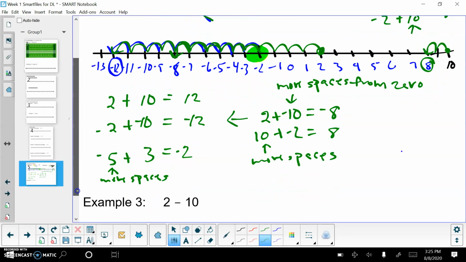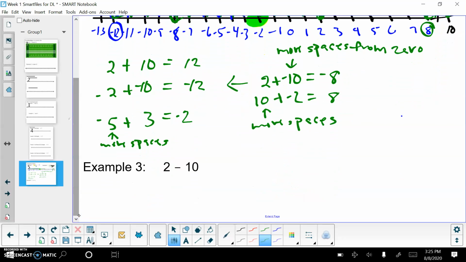And let's look at this final one down here. Okay, so I've got 2 minus 10. I can change the minus to a plus, but then I have to attach the negative. Now I'm not adding anymore, so just subtract. 10 minus 2 is 8. But just like we showed before, the negative 10 is more spaces away from 0. So the answer on the 8 has to match that. And it was the 10 was negative, so the 8 needs to be negative.